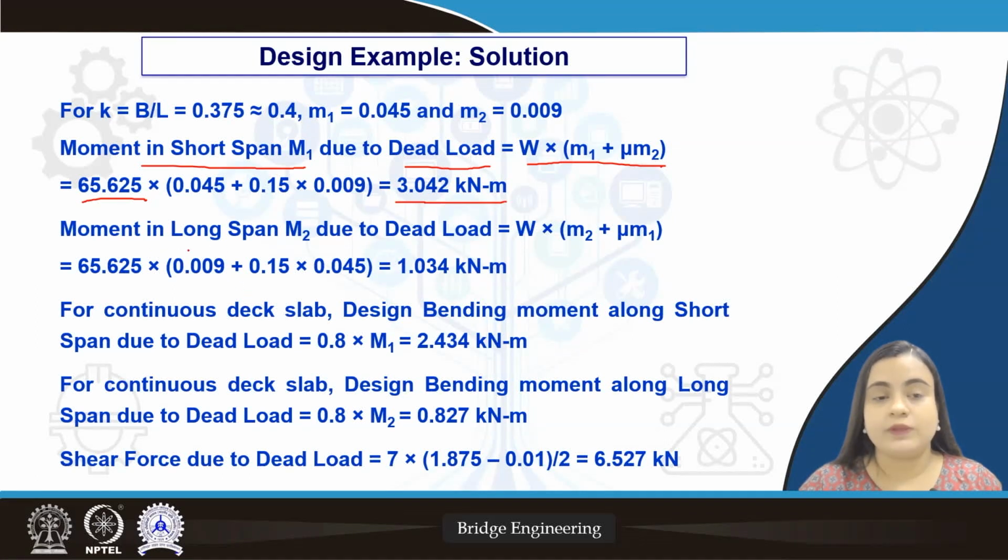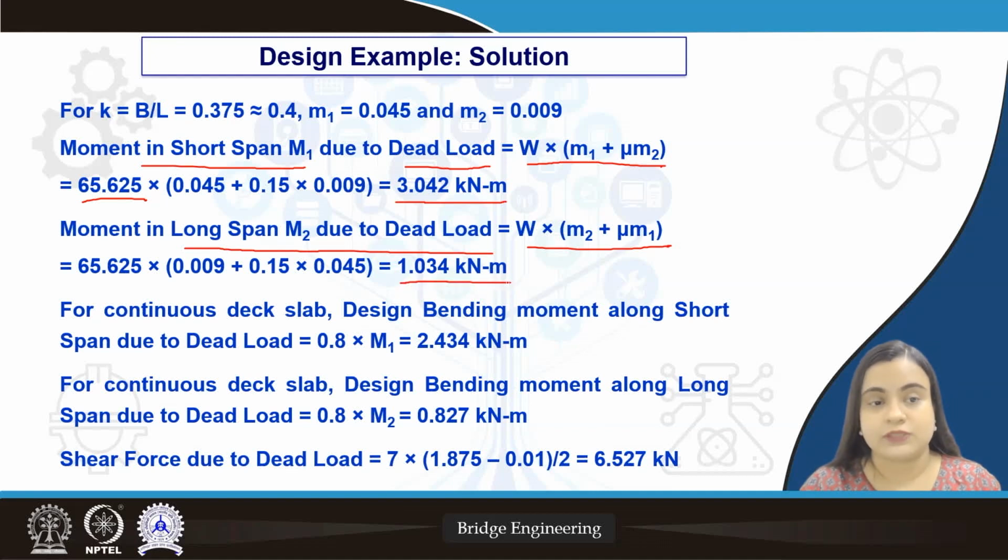Similarly, the bending moment in the long span direction due to dead load can be obtained as W times (m2 plus mu m1). So we can apply the magnitude of the parameters in the expression so as to determine the bending moment in the long span direction due to dead load equals 1.034 kilonewton meter.